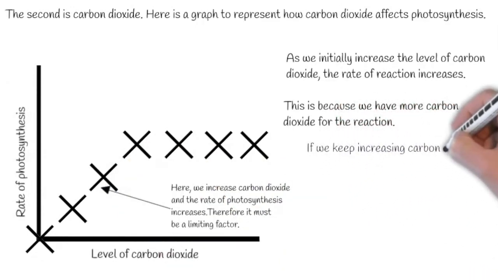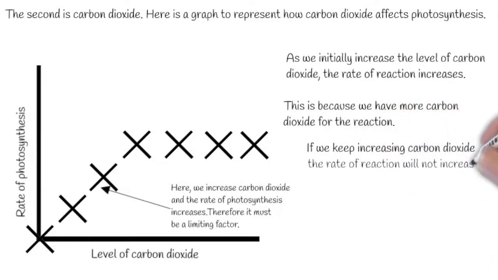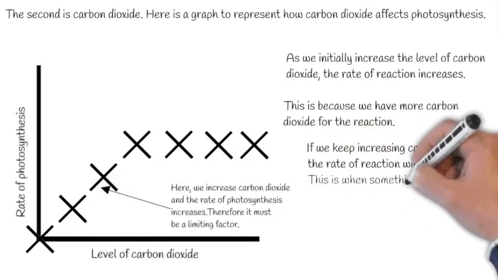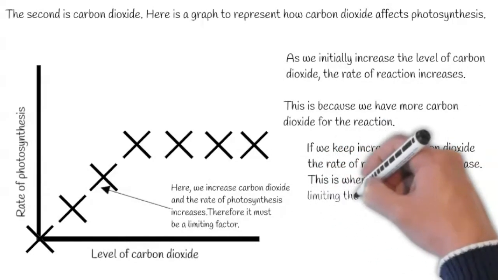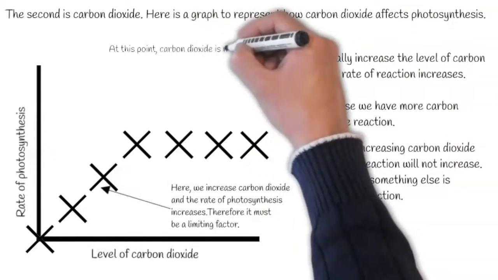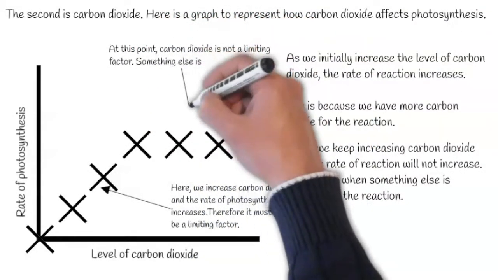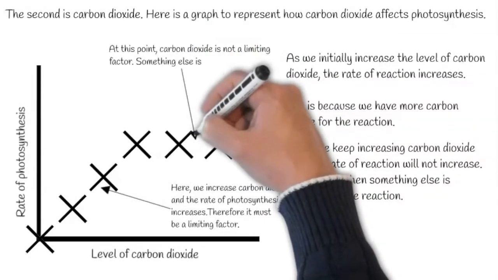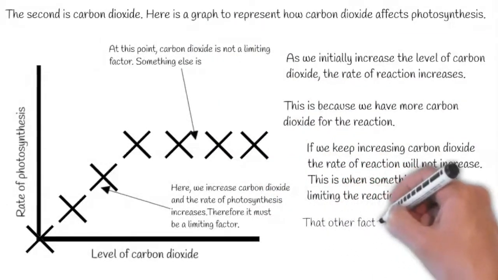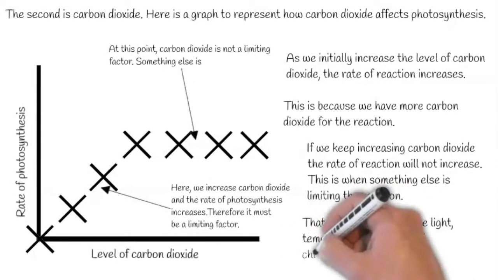If we keep increasing carbon dioxide, the rate of photosynthesis will not increase. This is when something else is limiting the reaction. At this point, carbon dioxide is not a limiting factor. Something else is. That other factor could be light, temperature, or amount of chlorophyll.